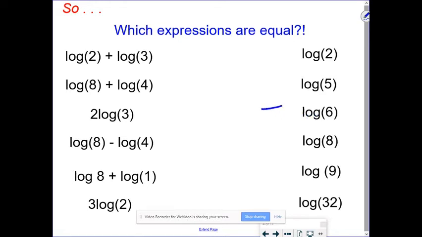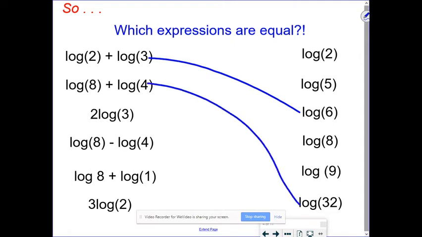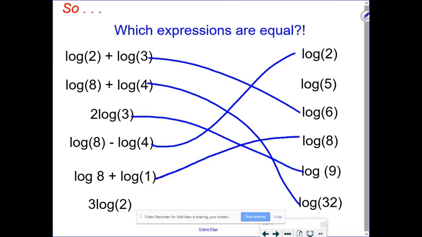So taking a look, we want to figure out which ones are the same. So let's see, I'm adding here. That means I'm going to multiply them, so it becomes log of 6. 8 and 4, that's 32. 2 log of 3, that's what? The 2 goes up, that's 3 squared or 9. Subtraction means division, so 8 divided by 4 is 2. Addition, 8 times 1, that's 8. And then 3 log 2, it's not log 5. I have to move the 3 up to be 2 cubed, which is log 8. So in this case, you don't actually use log 5.